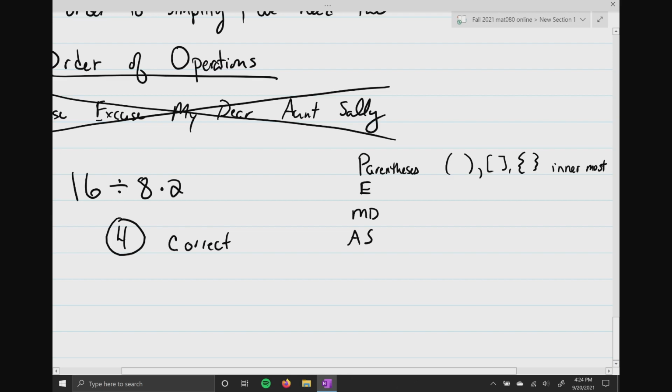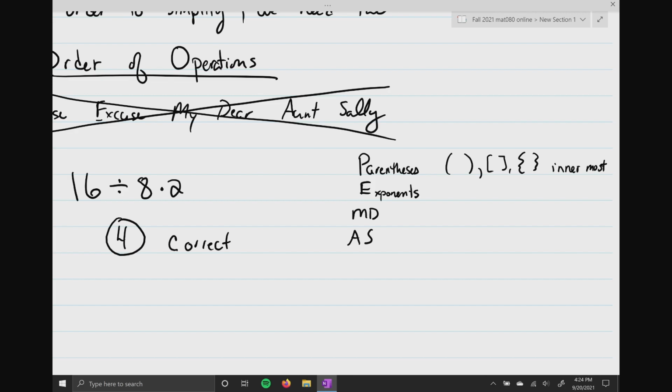Now, the second thing you do is going to be exponents. So if you see any exponents, you want to simplify that, all right? And hopefully you can see that parentheses is first, it's on the top line. Exponents is second, it's on the second line. Now, here comes the part where students tend to go wrong.